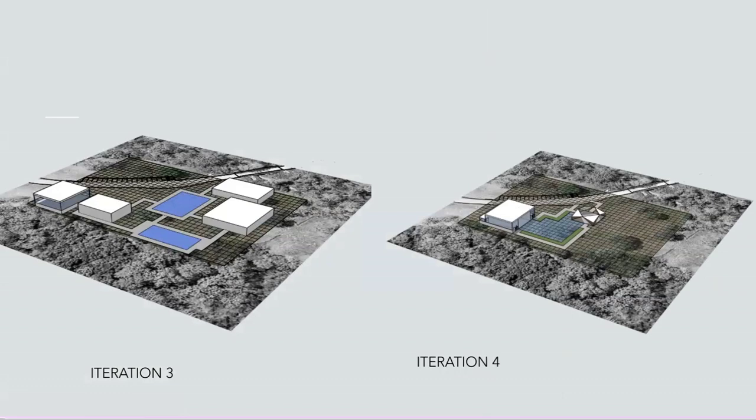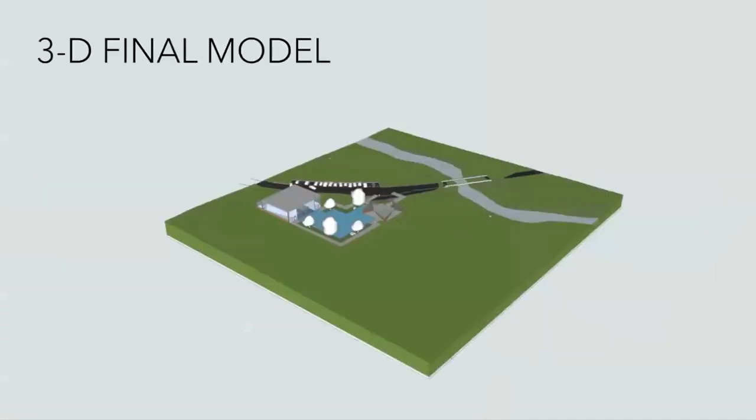And in my third iteration, I tried to take from that and build upon that. And my fourth iteration was my final model that I decided to go with. And that is supposed to represent Black spirituality and nature. This is my 3D final model of my fourth iteration.